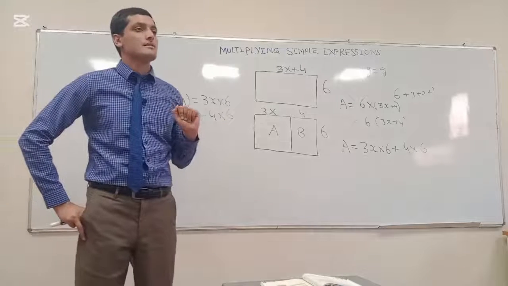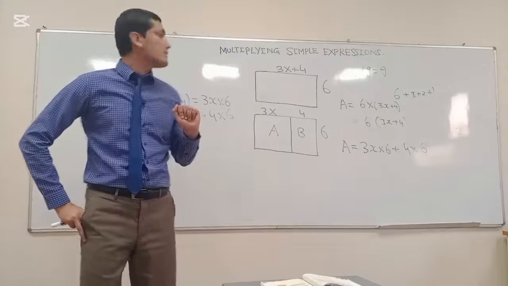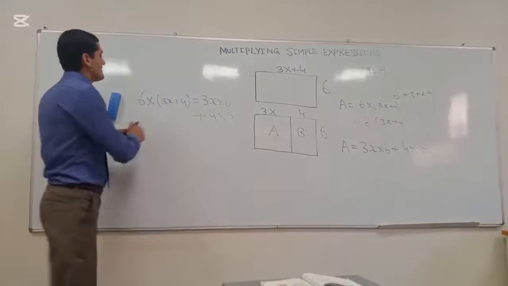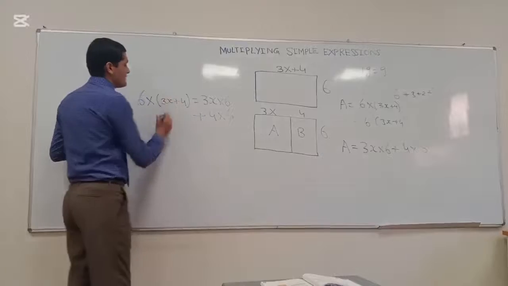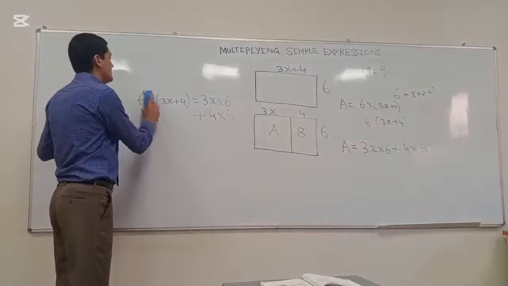Is the x after 6 the multiplication sign or the x? This is x, not multiplication. This is x. So after 6, this is multiplication. Okay, we will exclude it. We don't need it.